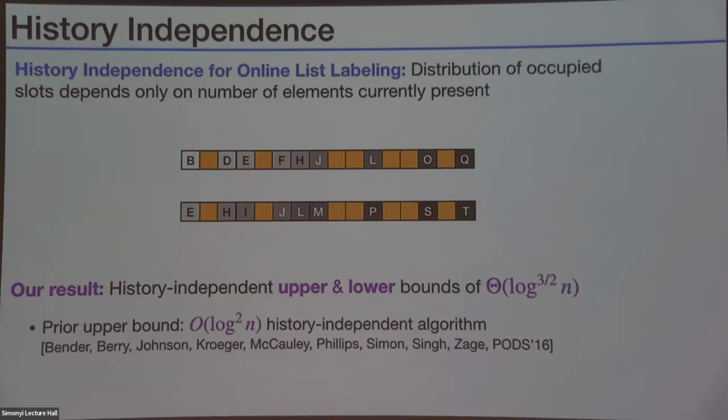Okay, so one way to think about this talk is, even not specifically for the list labeling problem, as a proof of concept that you can actually use history independence as a tool in upper bounds. And this brings me to the one key point of this talk that I want to say.